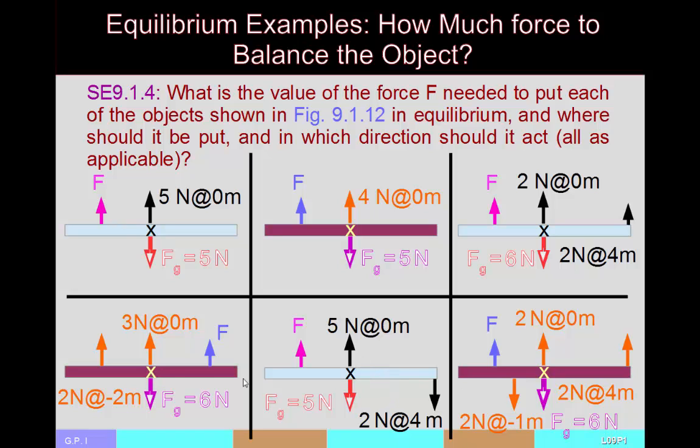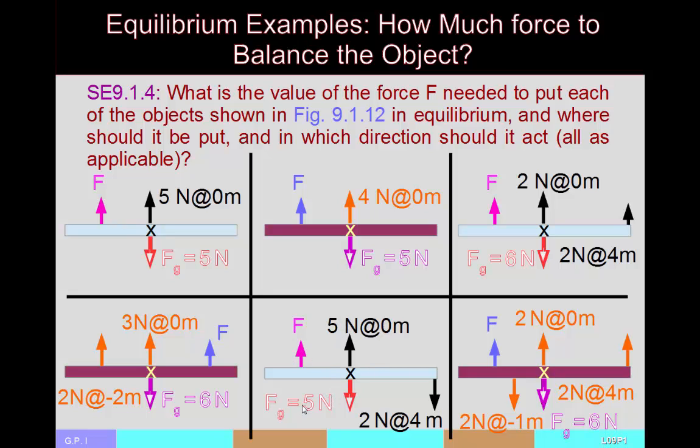So this needs to be 1 Newton upward, 4 meters away and to the right of this center of mass. Next setup, 5 newtons down, 5 newtons up, both at the center of mass. 2 newtons down at 4 meters. Where should this force be? How much? Which direction? Well, there's nothing tricky here other than that this arrow is pointing in the wrong direction.